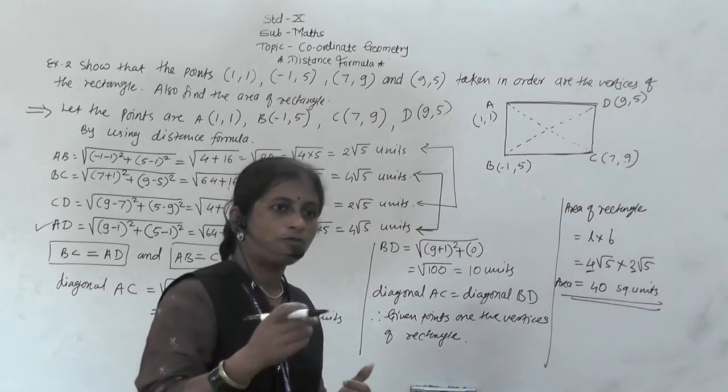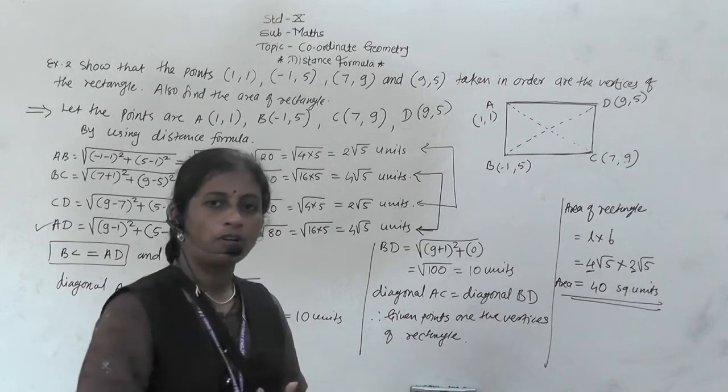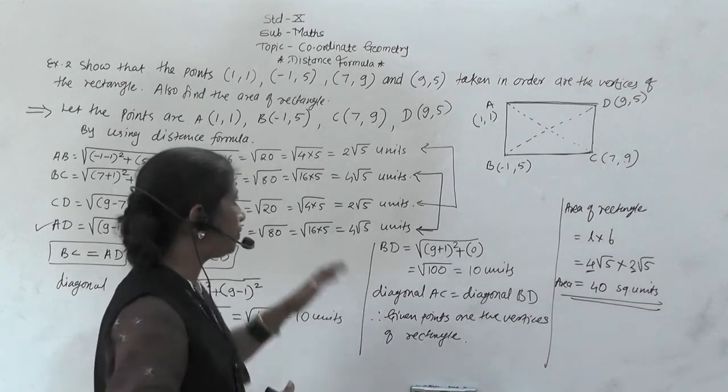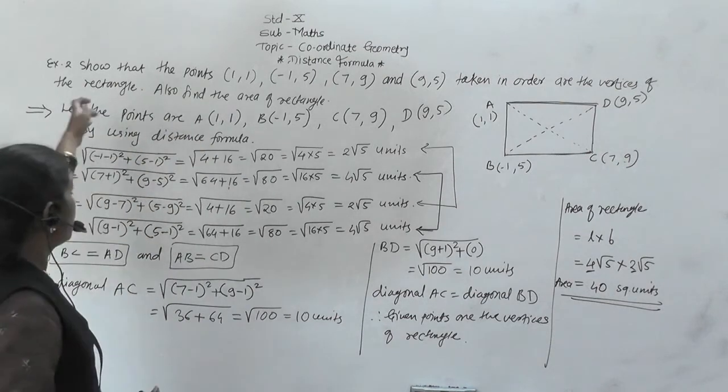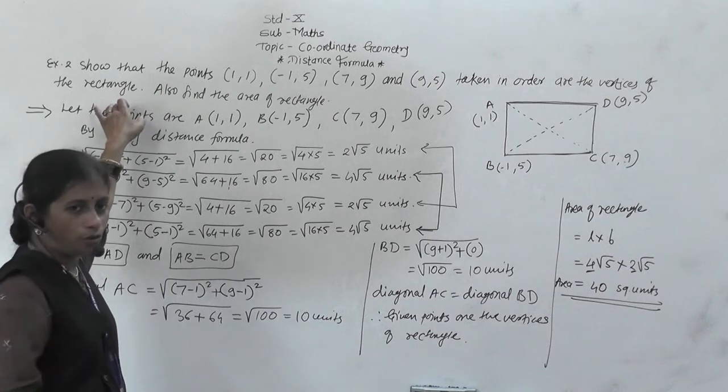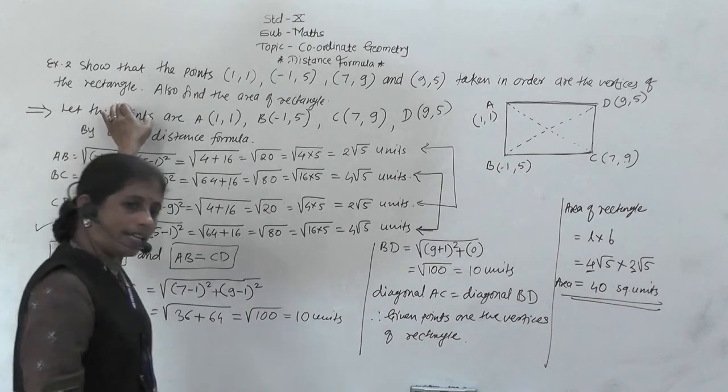And if they ask to find the area, then we have to go for the formula for area and find the same, correct? So in this way, we have to show that the given points are the vertices of a rectangle and so on, correct? Now we will see the next example.